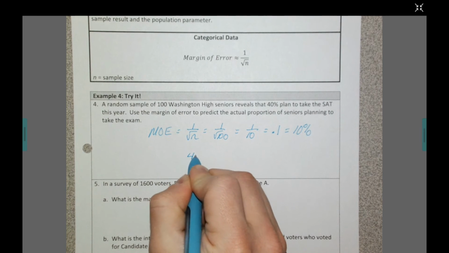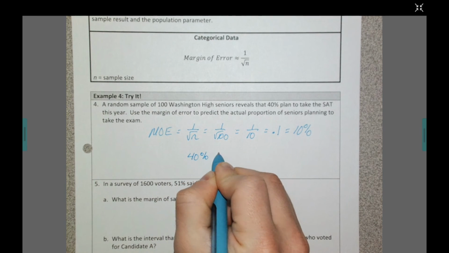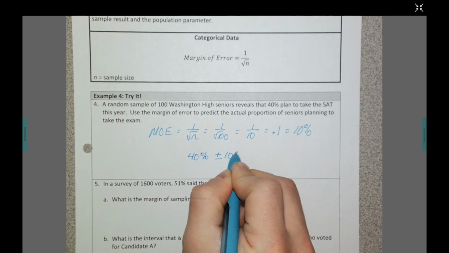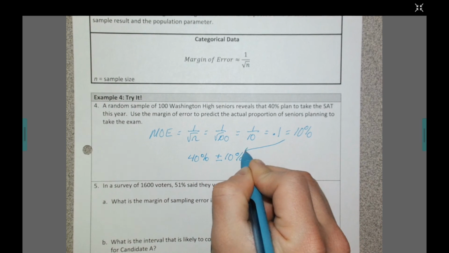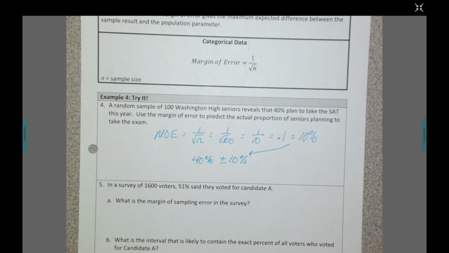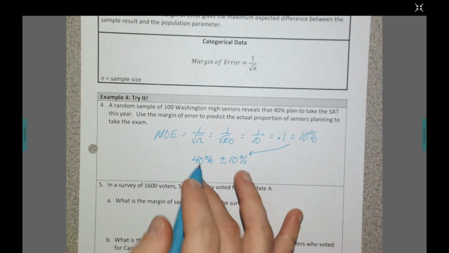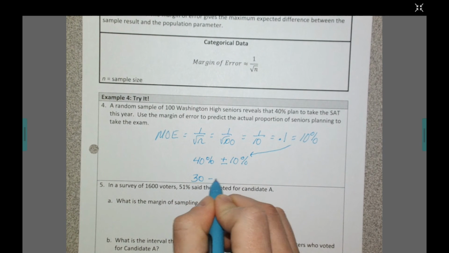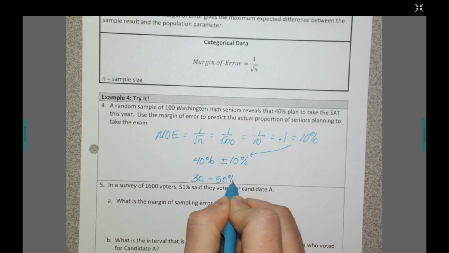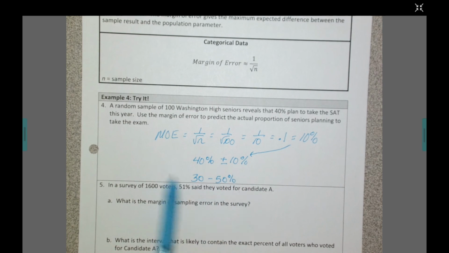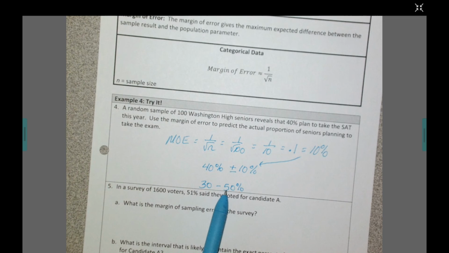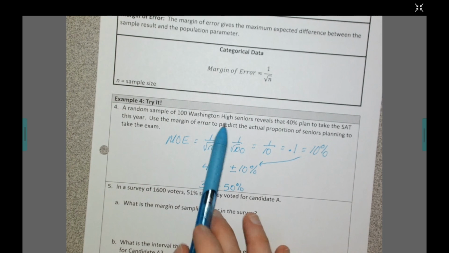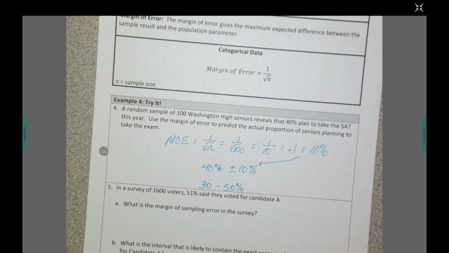What you do is you take the percentage they give us. So they gave us 40%, and we are going to both add and subtract the margin of error off of that. Okay? So if I want the interval, we're going to do 40 minus 10 gives me the 30. 40 plus 10 gets me to 50. And we can say with pretty great certainty that 30 to 50% of the students at Washington High plan on taking the SAT.